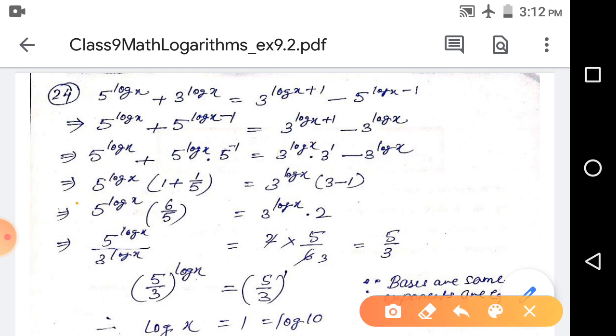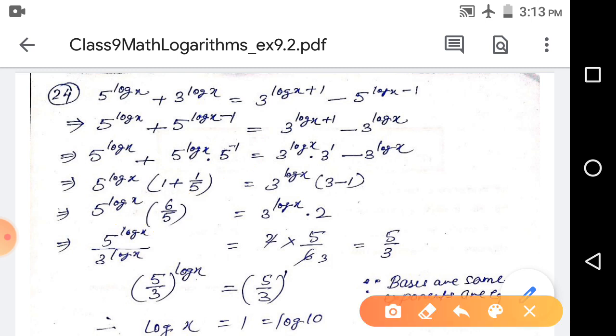Now see, this 5 to the power log x is taken common, then what is left as the first term is only the 1 multiplied with this term, so this is 1. When 5 to the power log x is taken common, only 1 is left here. Now in the second term we have 5 to the power log x taken common, and 5 to the power minus 1, that means 1 by 5, so 1 by 5 is left here. After solving these two numbers, we have 6 by 5. So in the left hand side part we have 5 to the power log x into 6 by 5.